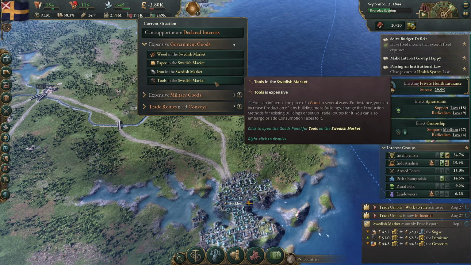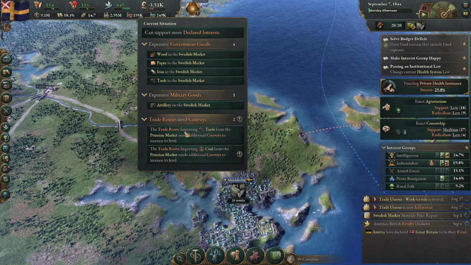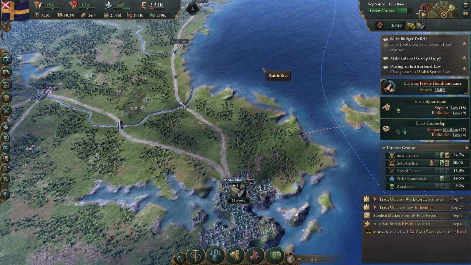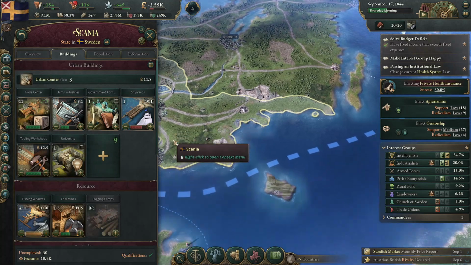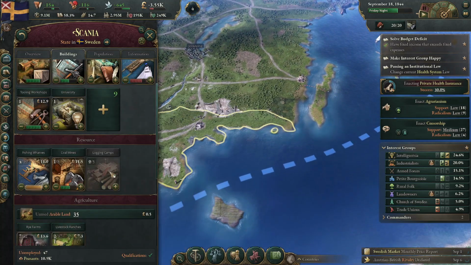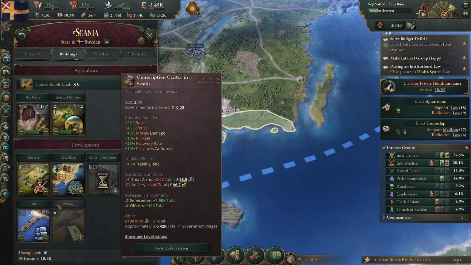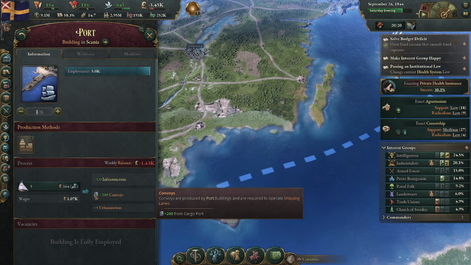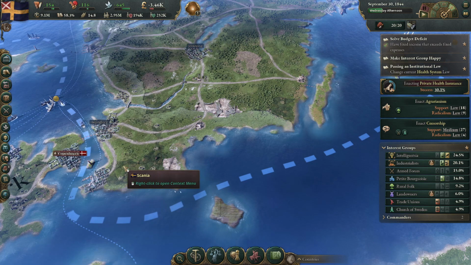So expensive government goods again. Doesn't this ever let up? Expensive military goods. Trade routes need convoys, which are required to operate your shipping lanes. I think the convoys come from ports, don't they? Is it shipyards or ports? Is it ports? We got cargo port here.